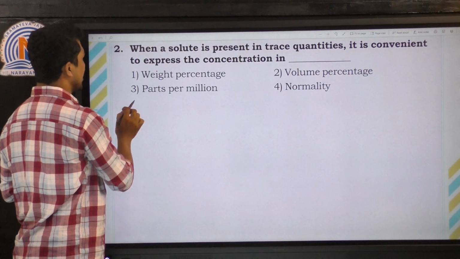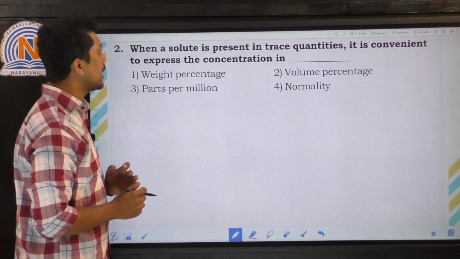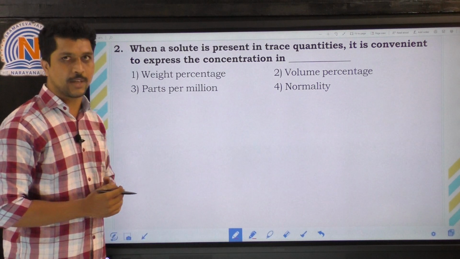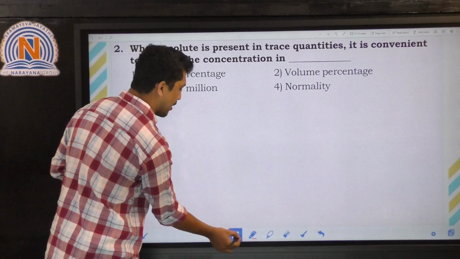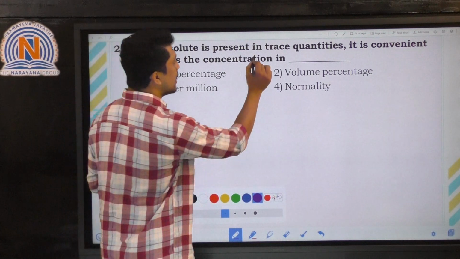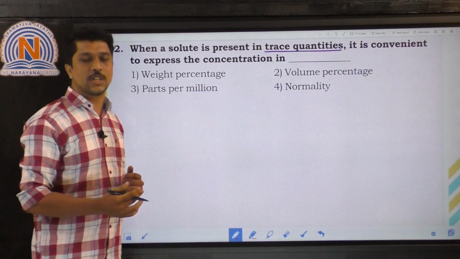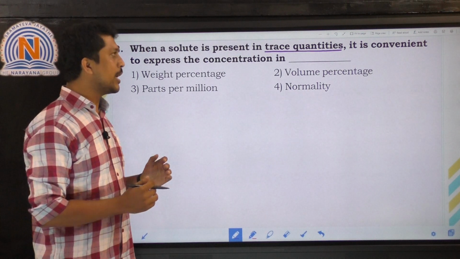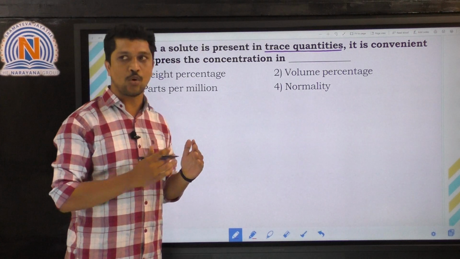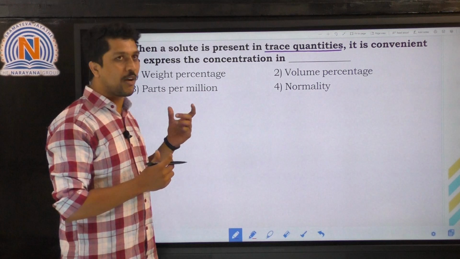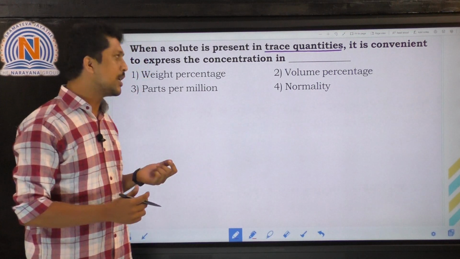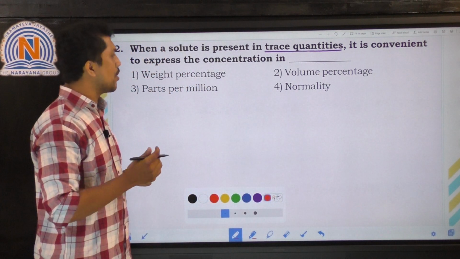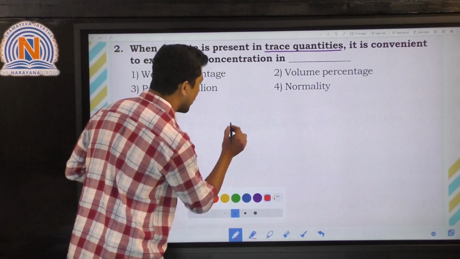Here the second question. The second question is: when a solute is present in trace quantities, it is convenient to express the concentration in. So here we need to focus on one point, that is trace quantities. What is trace quantities? Trace quantities is very low quantity, right? If there is any solution in very low quantity, we express the concentration of that particular solution in parts per million.